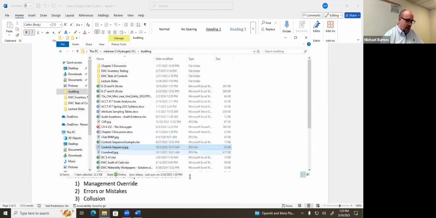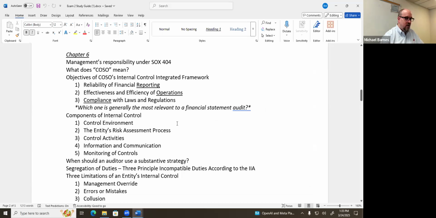All right, in the study guide, I said there are 3 objectives of the COSO integrated framework: reporting, operations, and compliance with laws and regulations. So make sure you know those three catchwords: reporting, operations, and compliance. Those are really important. And then I ask you a very important question: which is generally the most relevant to a financial statement audit? Which of the three objectives is the most important?